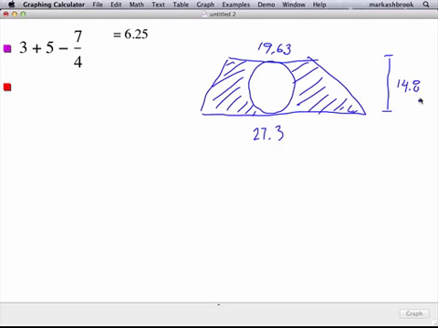Now let's do 14.8. 3. Base 1 plus base 2 divided by that. Well, we know its radius is half. I changed the height. 14.13. I changed the height.